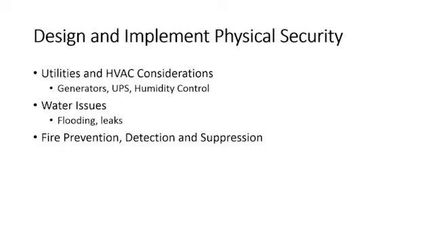Humidity control is great, all right? Keep it about 30, 40%, everything should be fine. 30, 40%, 65 degrees, everybody's happy. That leads into water issues like flooding or leaks. How are we going to deal with that? That's going to be in your disaster recovery plan, right?